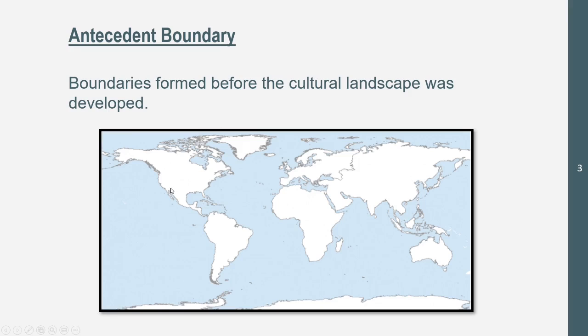We don't see a line separating United States from Canada. If we saw a line here, this would not be antecedent because this would be separating Canada from the United States, and that would be a different type of boundary.